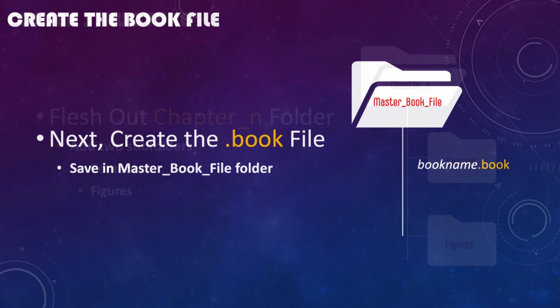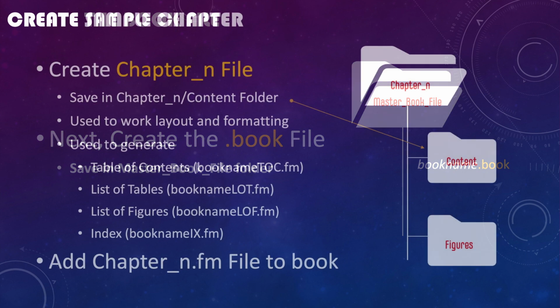Okay, now it's time to create the book file. So in FrameMaker, create a new book and save it in the master book file folder. Also, when you automatically generate the table of contents or list of figures or list of tables or the index, those automatically generated files will be placed in this master book file, because that's where the book file is located.